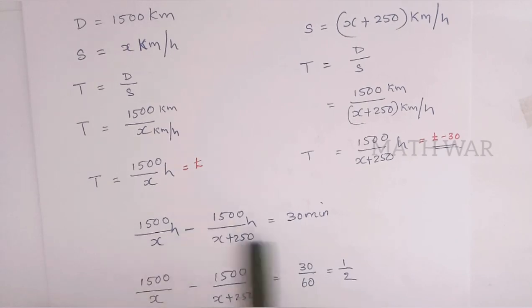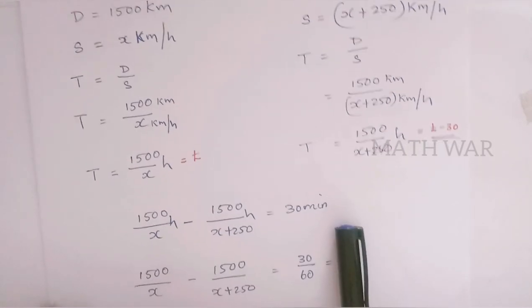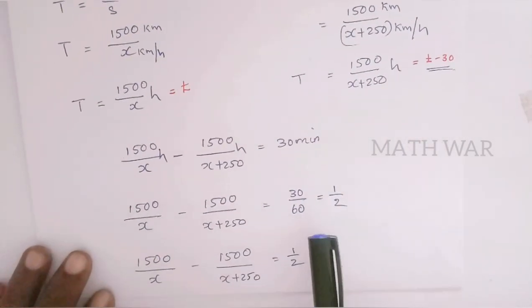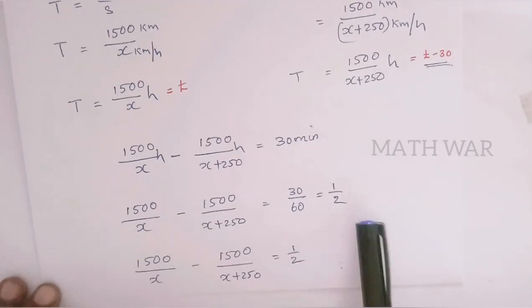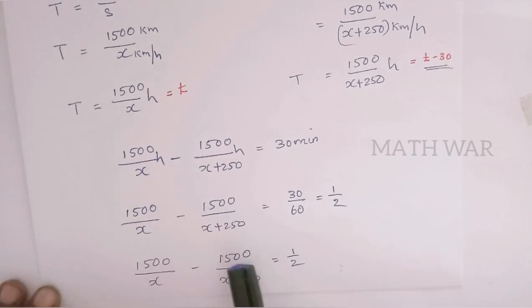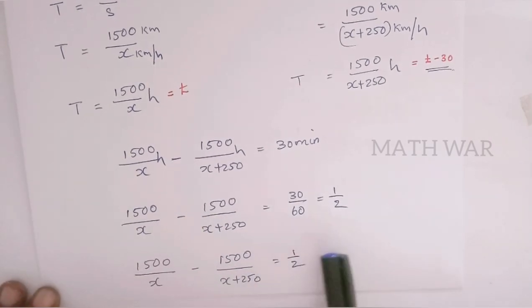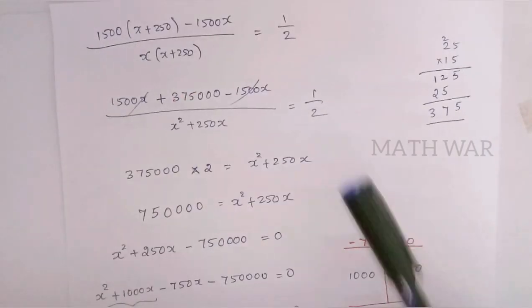And since here both the places are hours and here minutes, we want to convert it into hours. So 30 by 60 we can write, that also in hours. That is nothing but 1 by 2. So 1500 by x minus 1500 by x plus 250 equal to 1 by 2. You can see the simplification.